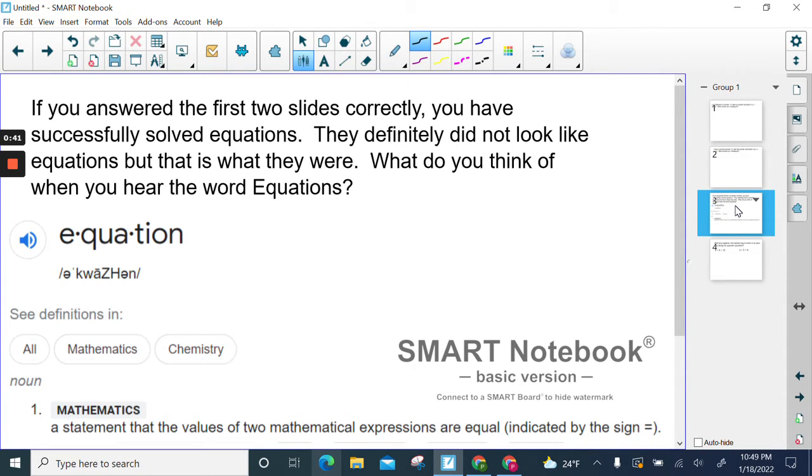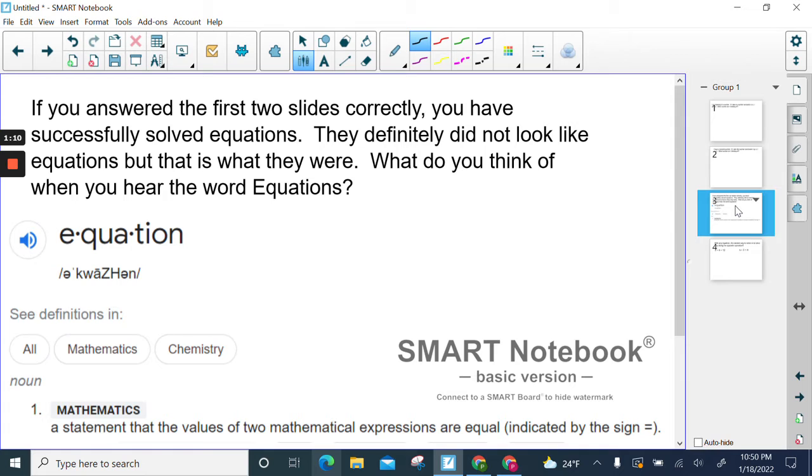Now, if you answered the first 2 slides or either one of them correctly, you have successfully solved an equation. They didn't look like equations. They looked just like a bunch of words, but that's actually what they were. So what do you think of when you hear the word equations? Most people think of algebra, they think of variables, they think of something that we need to solve to get some sort of answer.